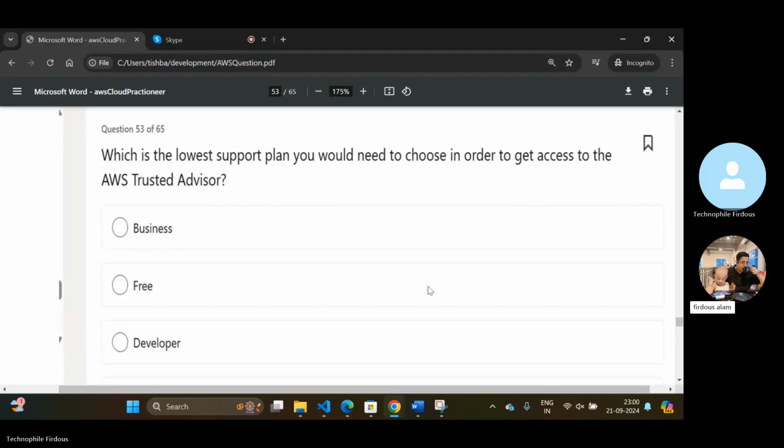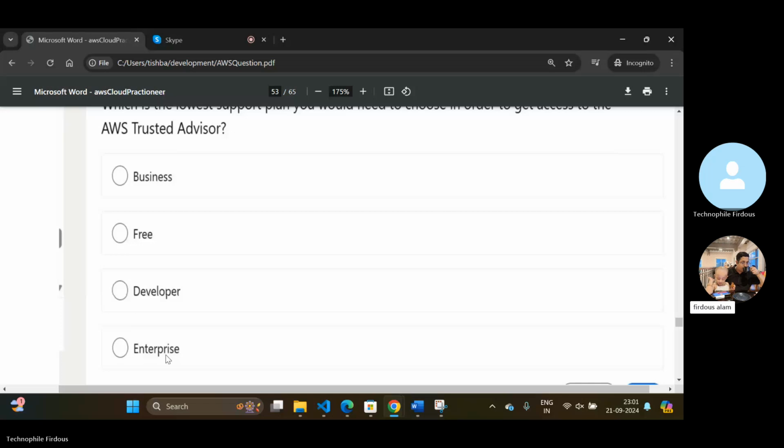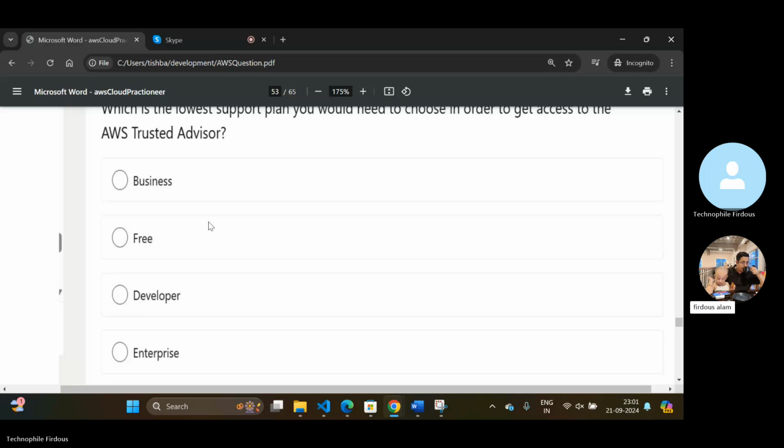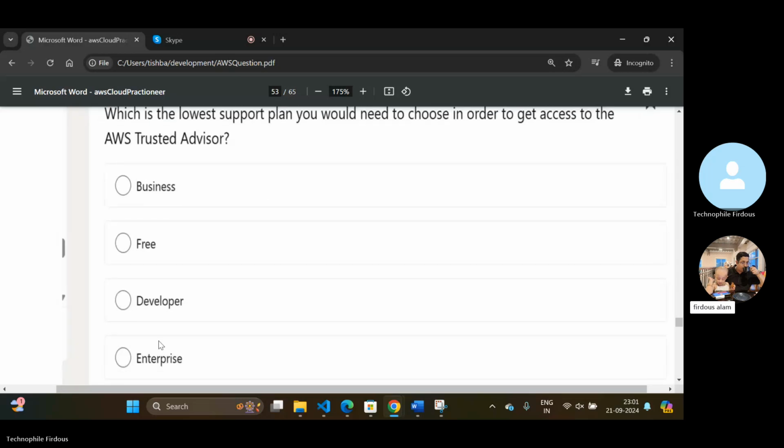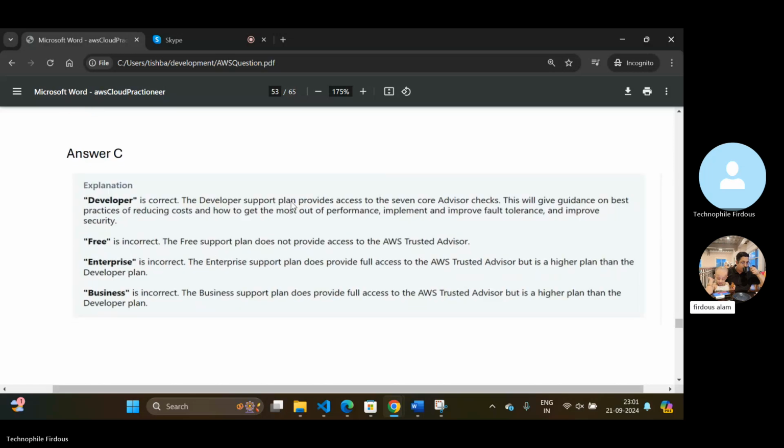Okay, which is the lowest support plan you need to have access to AWS Trusted Advisor? So if you need AWS Trusted Advisor, which is the lowest plan you should have? AWS Trusted Advisor is provided for the business, developer, and enterprise accounts. It is allowed for those three, not for free. Okay, so free is cut. Now the question asks about the lowest support plan. Out of business, enterprise, and developer, developer is the lowest support plan. So the answer should be C, developer. Okay, let's see. Yeah, C, developer, and you can see the explanation.